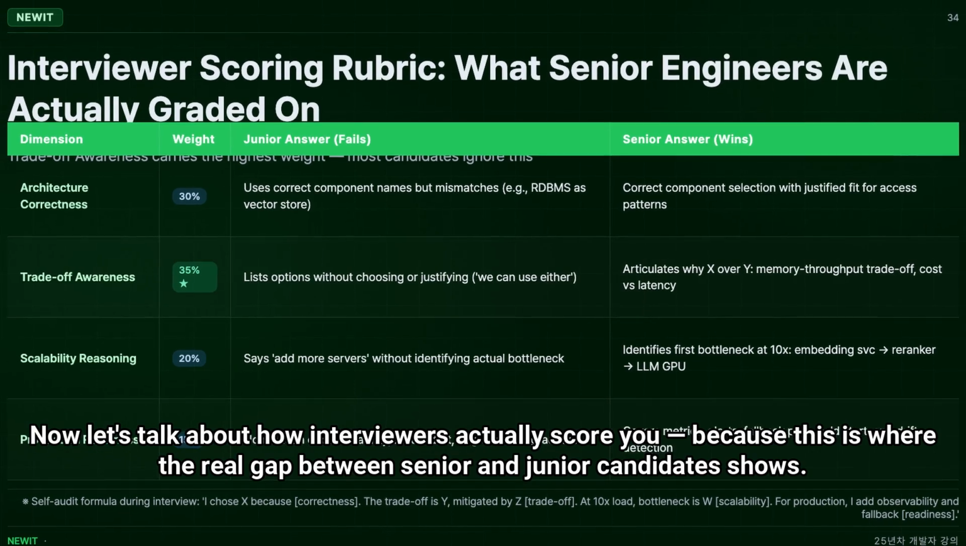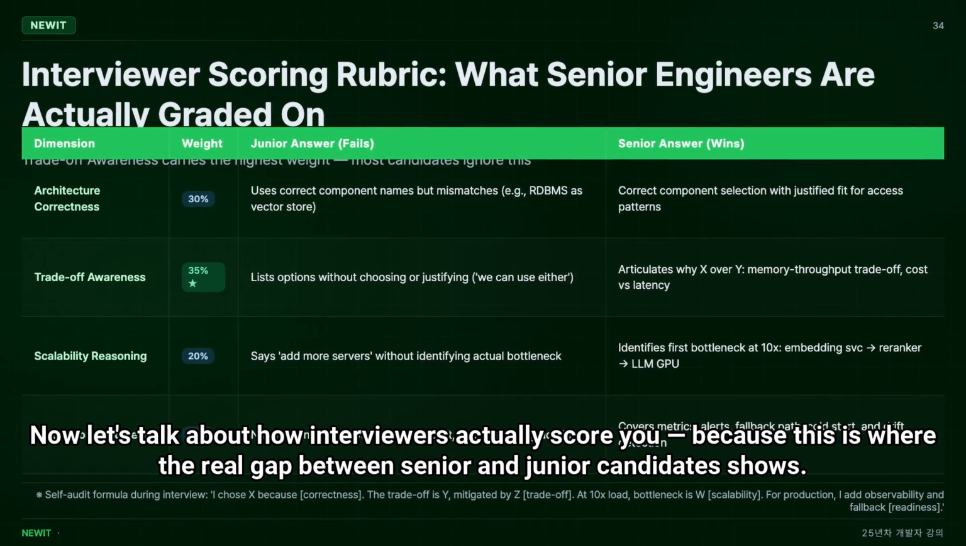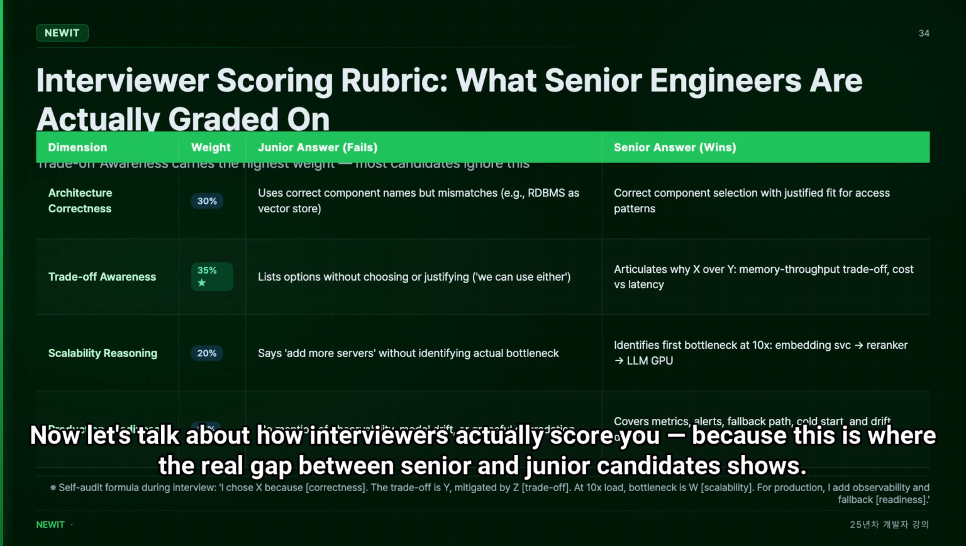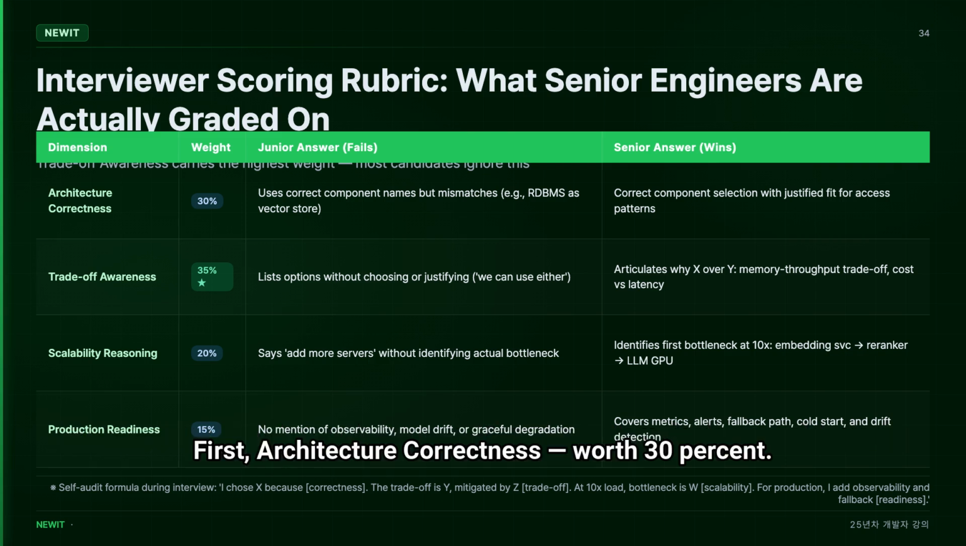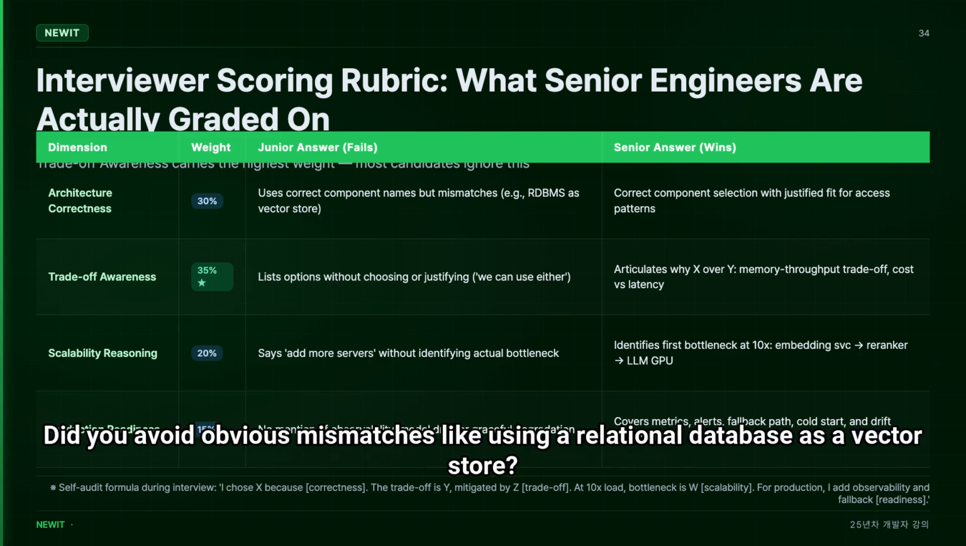Now let's talk about how interviewers actually score you, because this is where the real gap between senior and junior candidates shows. At companies like Naver, Kakao, and Line, the system design panel typically scores on 4 dimensions. First, architecture correctness, worth 30%. Did you pick the right components? Did you avoid obvious mismatches like using a relational database as a vector store?